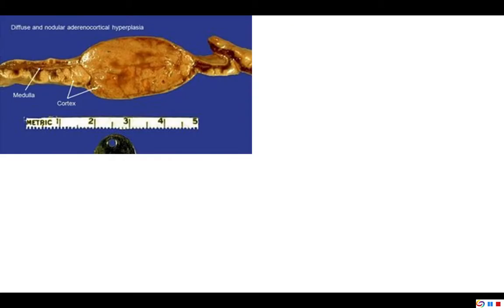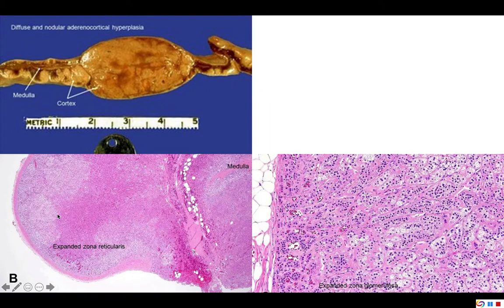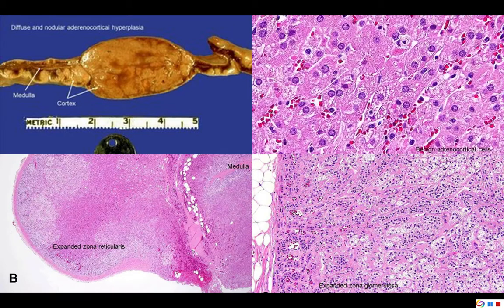Here's another example. This is more diffuse hyperplasia of the adrenal cortex, and this is what it looks like histologically. So you can see that the medulla is still pretty normal, but then the cortex, you can see the zona reticularis of the cortex has expanded greatly. So all of this is too big, and if we zoom in on that, what you see is just normal zona glomerulosa, but it's thicker than it normally is. So the cells themselves are normal, there's just too many of them.